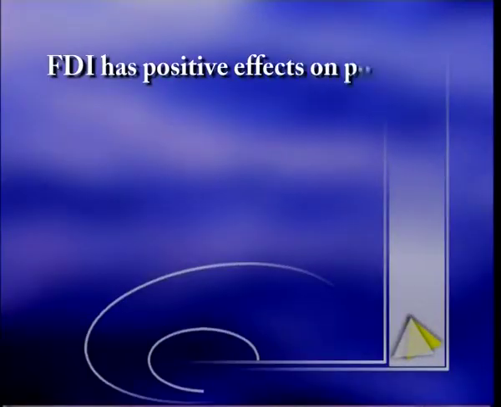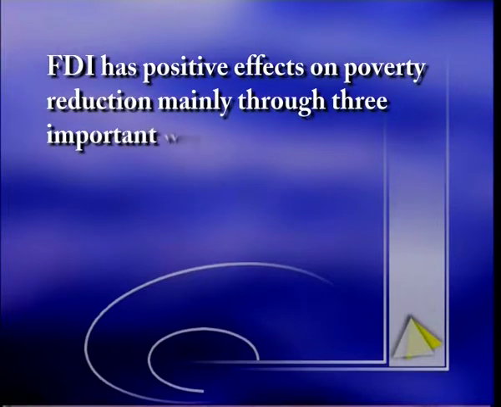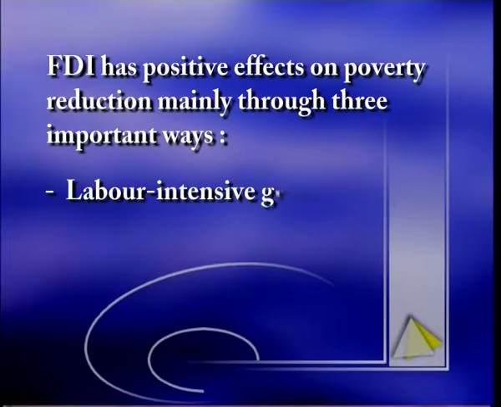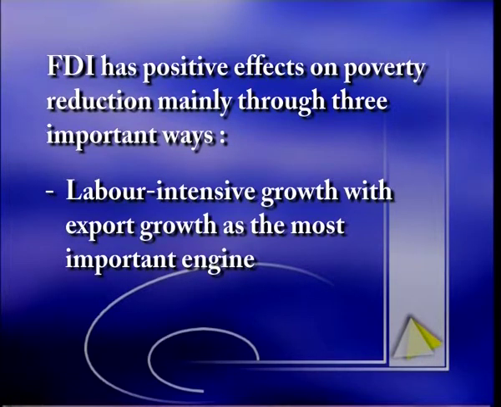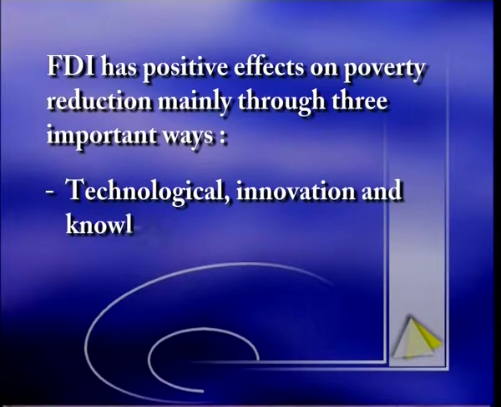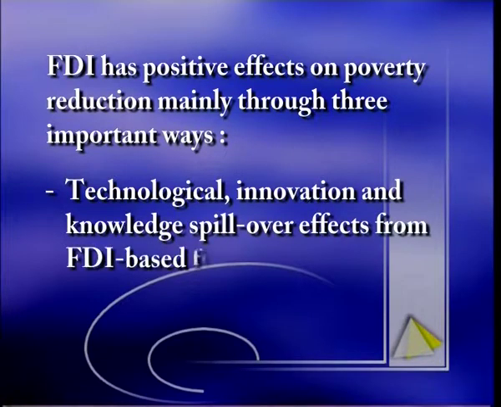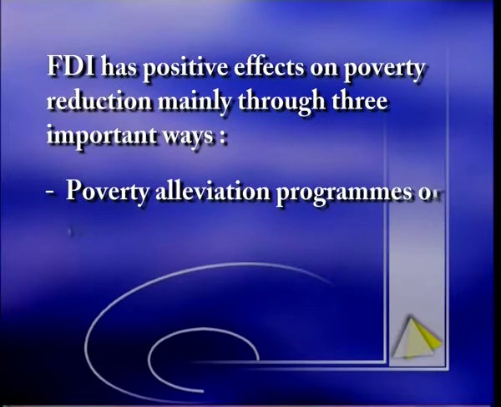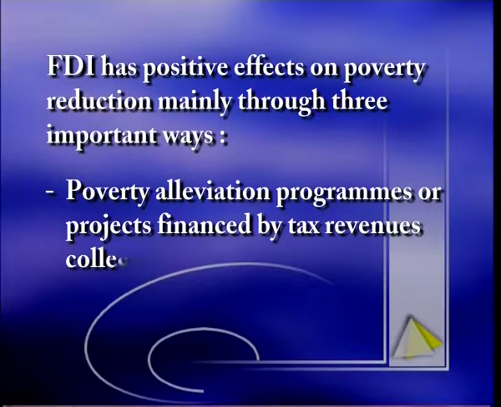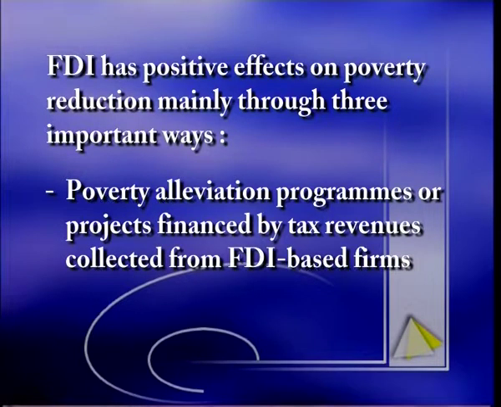Little empirical evidence is available on the impact of FDI on the rural economy in general and on poverty in particular. Some economists conclude that FDI has positive effects on the poverty reduction mainly through three important ways, viz. the labor-intensive growth with export growth as the most important engine, technological innovation and knowledge spillover effects from FDI-based firms on the local economy, and thirdly, poverty alleviation programs or projects financed by tax revenues collected from FDI-based firms.